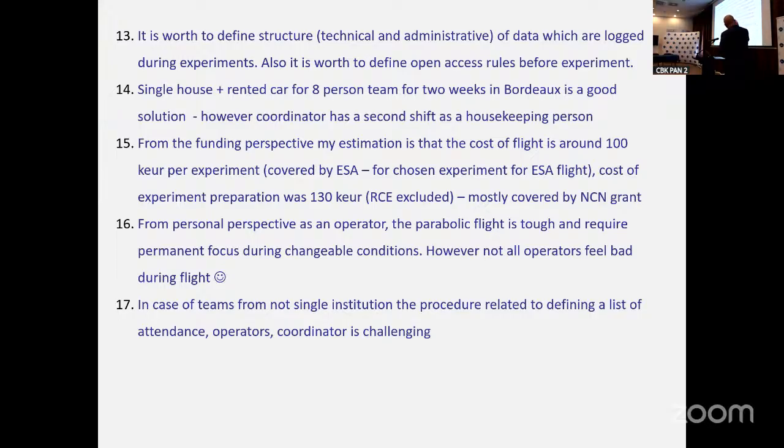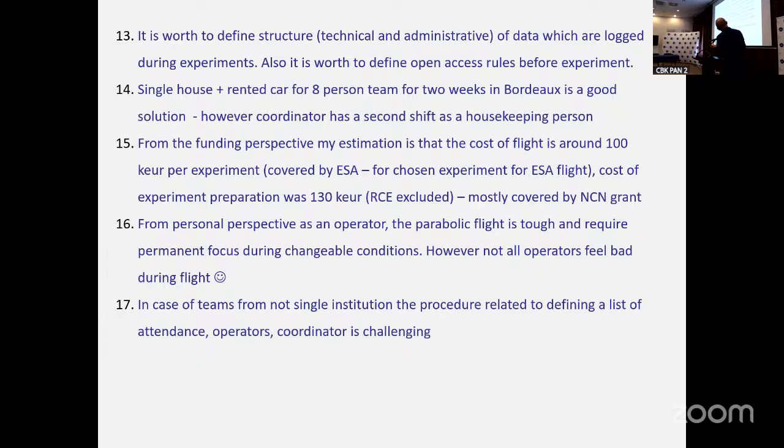This is related to a team which is not from one institution. It is really worth defining the structure of the data which are logged during the experiments, and also how the open access rules are defined. This was not required by ESA. This was actually required by the NCL. But it is worth doing that well in advance.